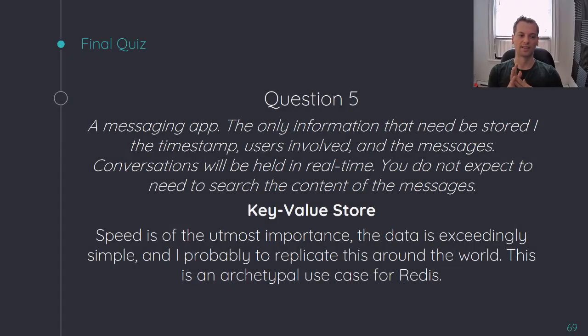So, the messaging app. In this case, I thought a key value store, particularly Redis, would probably be the right choice. We care a lot about speed because this is going to be had in real time with real-time conversations, and that it is very simple, and I probably want to replicate it around the world. So this is an archetypal use case for Redis.